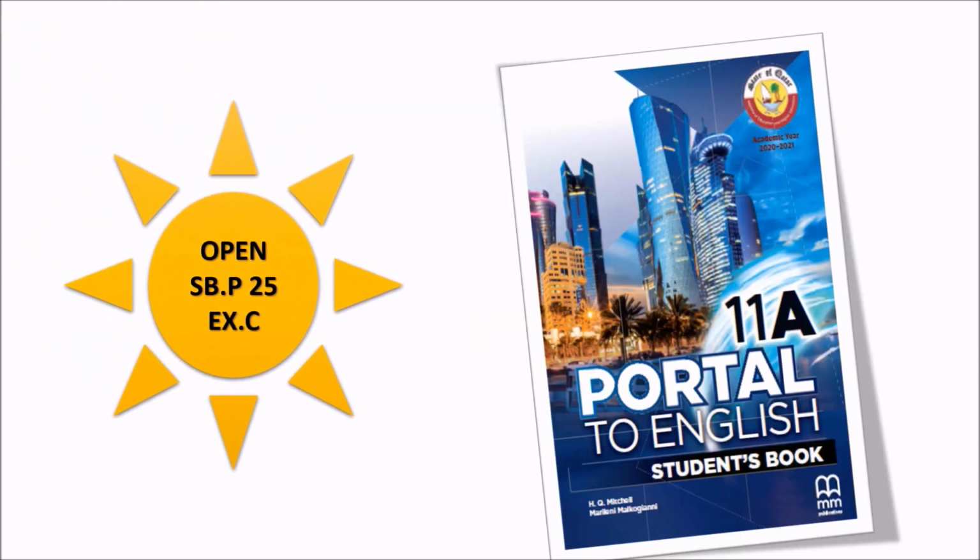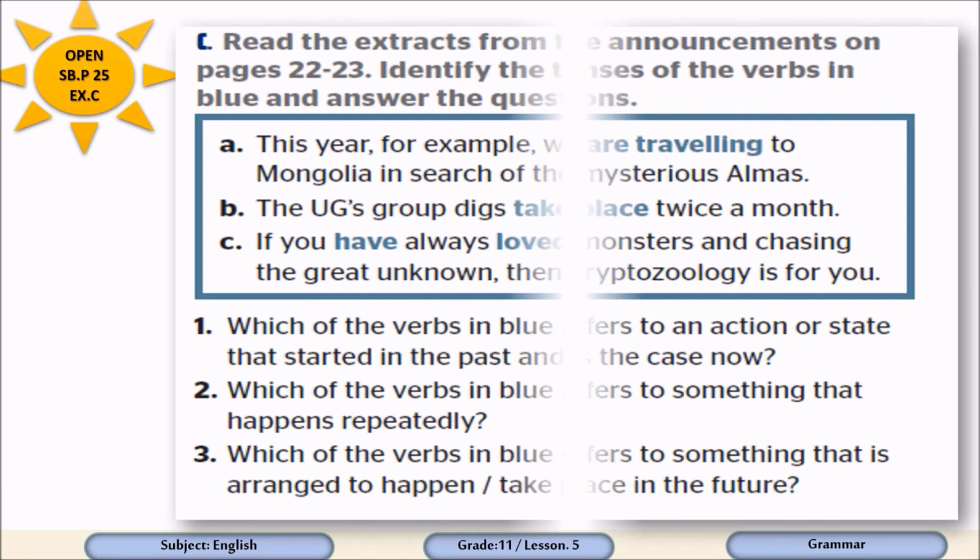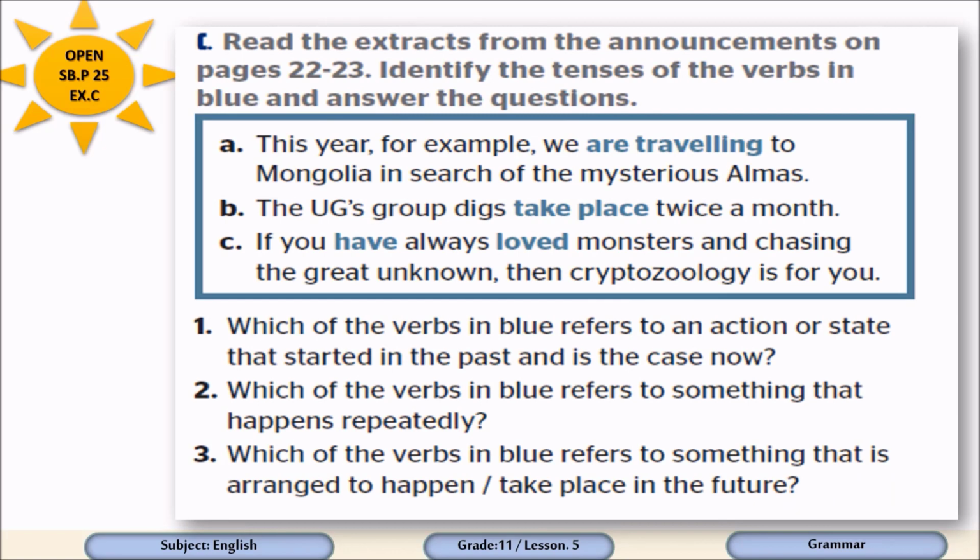Now please open your student's book, page 25, exercise C. Student's book, page 25, exercise C. Read the extracts from the announcements on pages 22 and 23. Identify the tenses of the verbs in blue and answer the questions.